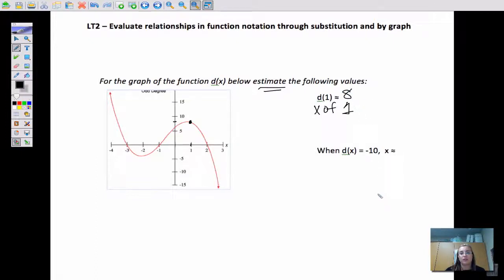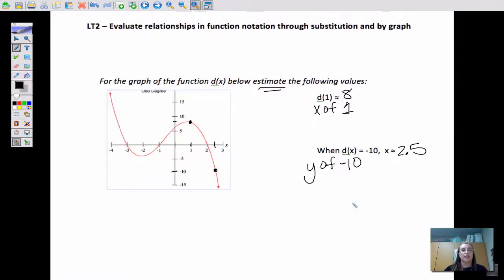And then the next one says when d of x equals negative 10, x equals approximately what? So in this case, I'm looking at when y is negative 10. So I'm going to look at y of negative 10. I'm going to find my graph here. It looks like it's about halfway between 2 and 3. So x equals approximately 2.5 when y is negative 10.